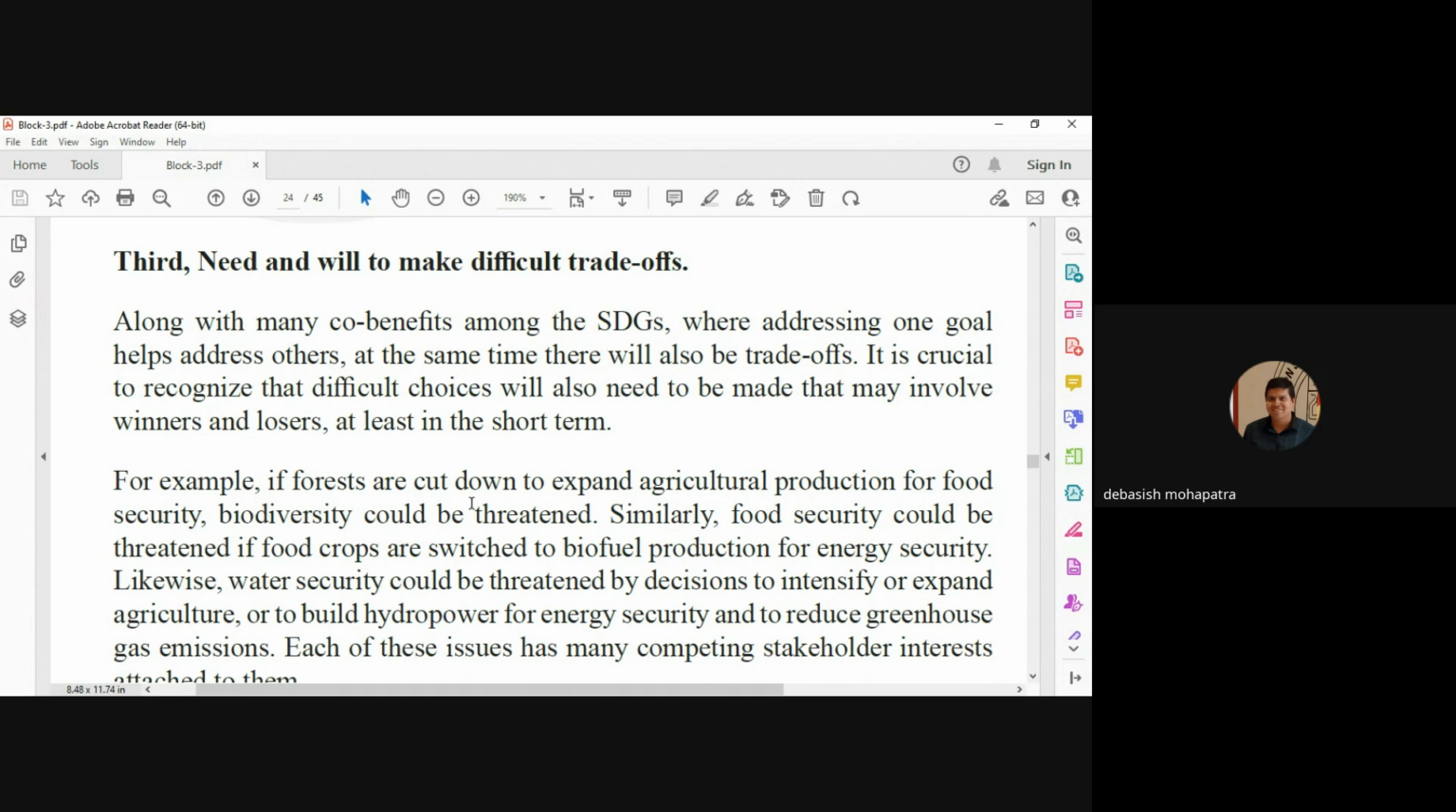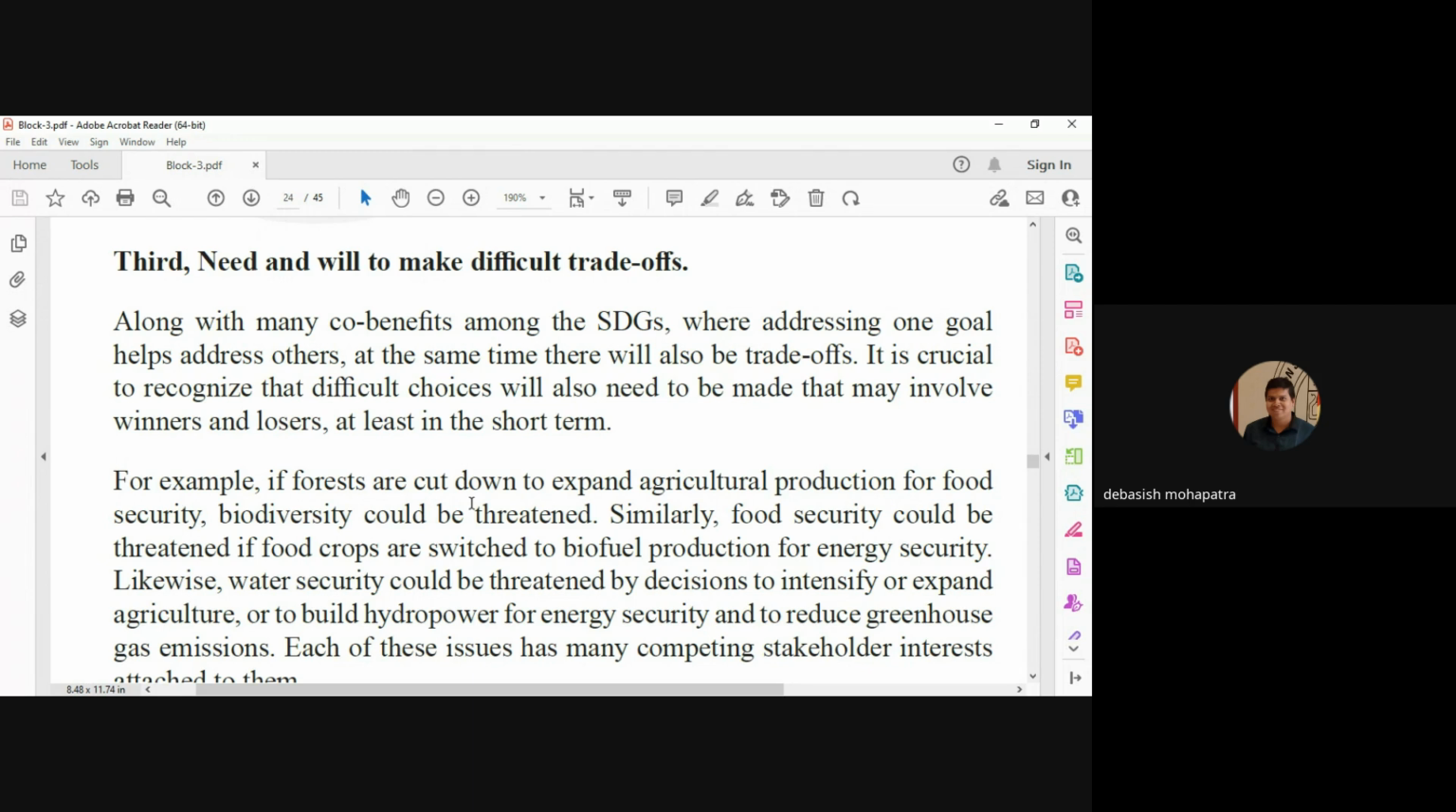Third is the need and will to make difficult trade-offs. Along with many co-benefits among the SDGs, where addressing one goal helps address others, there will also be trade-offs. It is crucial to recognize that difficult choices will need to be made that may involve winners and losers, at least in the short term.